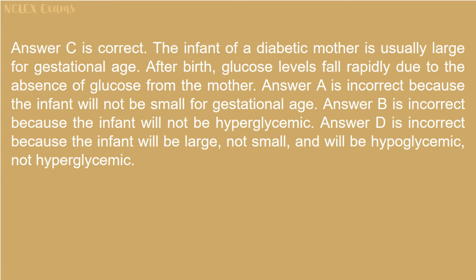Answer C is correct. The infant of a diabetic mother is usually large for gestational age. After birth, glucose levels fall rapidly due to the absence of glucose from the mother. Answer A is incorrect because the infant will not be small for gestational age. Answer B is incorrect because the infant will not be hyperglycemic. Answer D is incorrect because the infant will be large, not small, and will be hypoglycemic, not hyperglycemic.